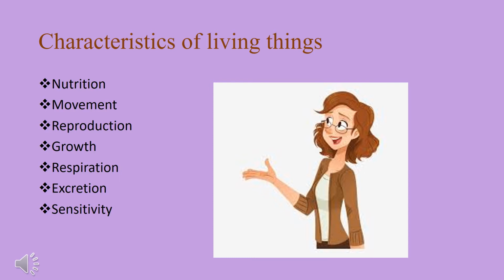Living things are also known as organisms. The two main groups of living things are plants and animals. Scientists use 7 characteristics of living things to help them determine or decide if something is truly alive. Let's check what are these characteristics of living things. Nutrition, movement, reproduction, growth, respiration, excretion, and sensitivity.